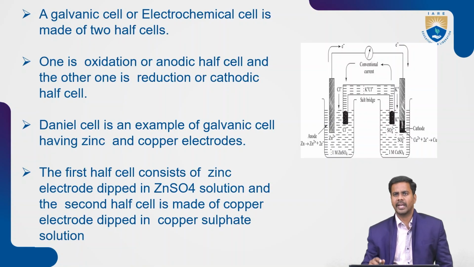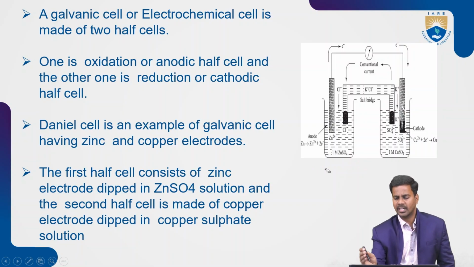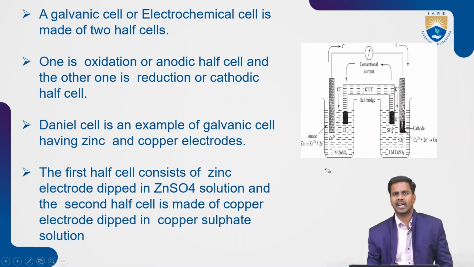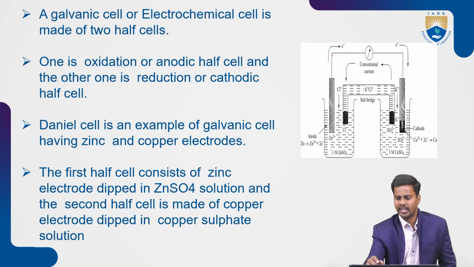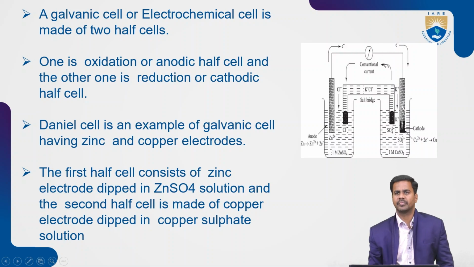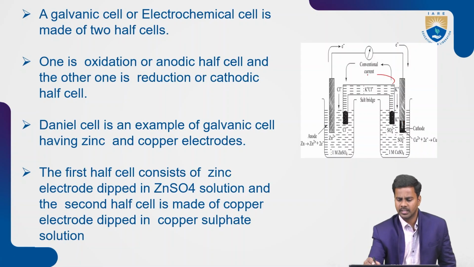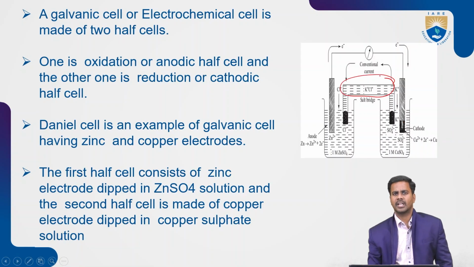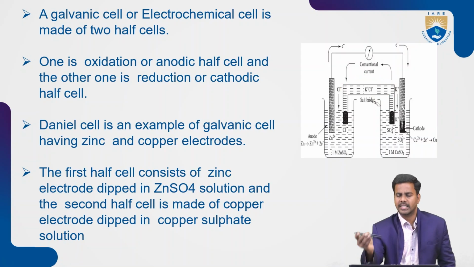In the anodic compartment, oxidation reaction takes place. In the cathodic compartment, reduction reaction takes place. These two half cells are externally connected with a wire and internally connected with a U-shaped tube, which is known as a salt bridge. The salt bridge contains a saturated solution of KCl.